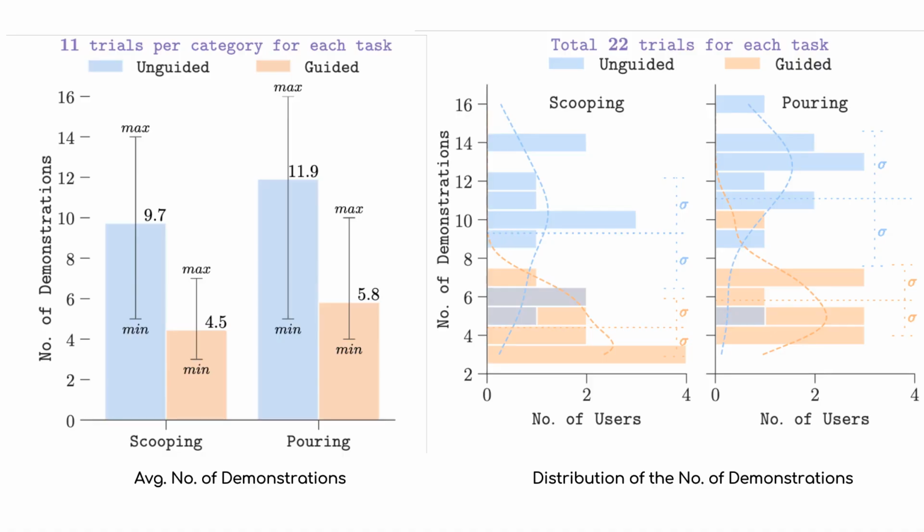Furthermore, as the distribution shows, the variability between the participants was much smaller in the guided trials than the unguided ones. Thus, self-evaluation also ensures more uniformity in the teaching outcome of the participants, despite potential individual differences in their ability to provide demonstrations.